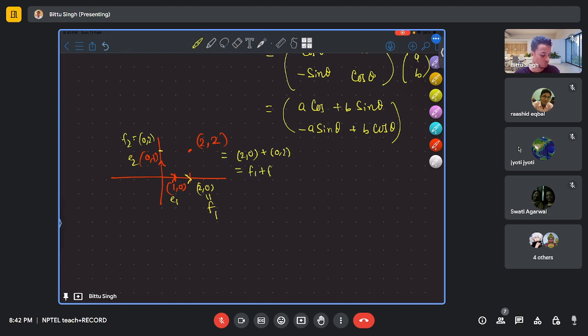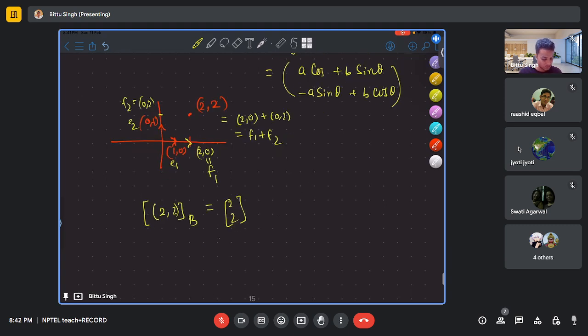That is f1 plus f2. Hence, the coordinate of (2, 2) with respect to our usual basis was the same as (2, 2). But with respect to the new basis B dash, it is (1, 1), because now the system is different. Okay.